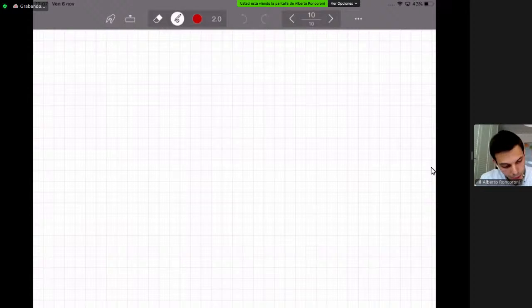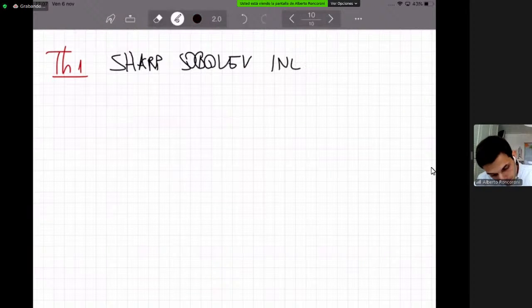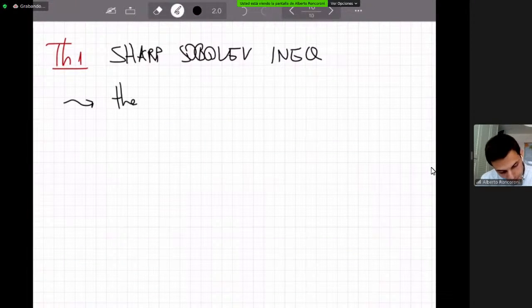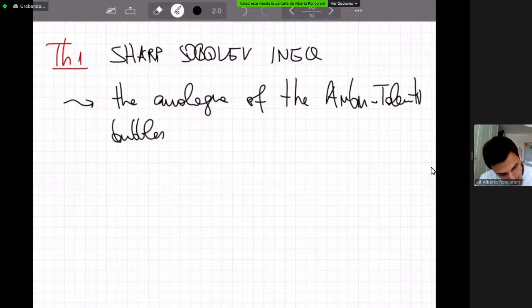Okay, so let me mention our result. We prove two theorems. Theorem 1 is the sharp, or optimal, Sobolev inequality in this context. And of course this leads to the analog of the Aubin-Talenti bubbles. In some sense, with this sharp Sobolev inequality we did the analog of the works by Aubin and Talenti: we classify the minimizers of the functional. So it is natural to ask whether a classification result holds or not, and this is our theorem 2.